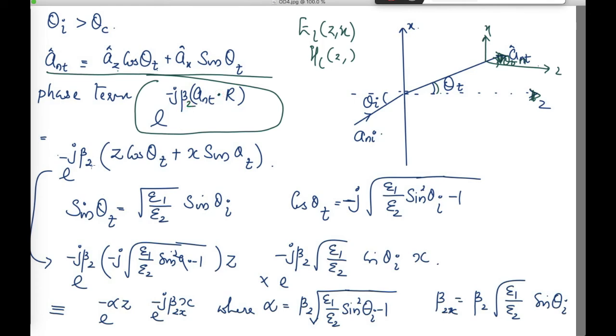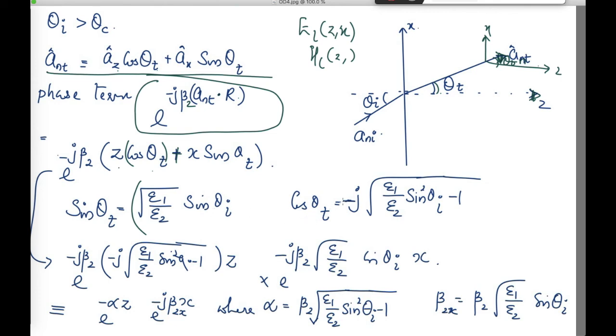So beta here is beta 2. e raised to minus j beta 2 into a_nt dot r is here, it comes as z cos theta t plus x sin theta t. So there is a term which includes cos theta t in your transmitted wave. Okay, so sin theta t we know that it is equal to root of epsilon 1 by epsilon 2 into sin theta i.